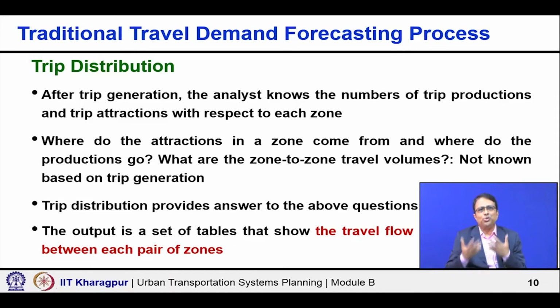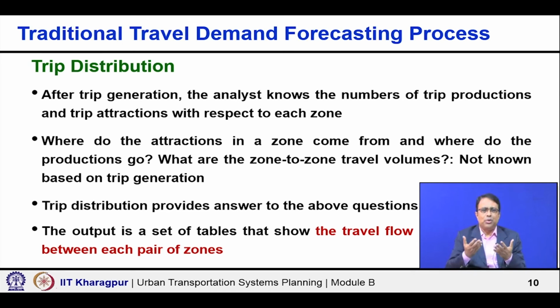In other words, trip generation will tell me 1000 trips are getting produced from one area, but it does not tell me how the 1000 trips are going to different zones, how many are going to zone 1, how many to zone 2, and so forth. Similarly, trip generation may tell me 1000 trips are getting attracted to a zone, but I do not know where they are all coming from. How many are coming from zone 1, how many from zone 2. Those information are given in the trip distribution.